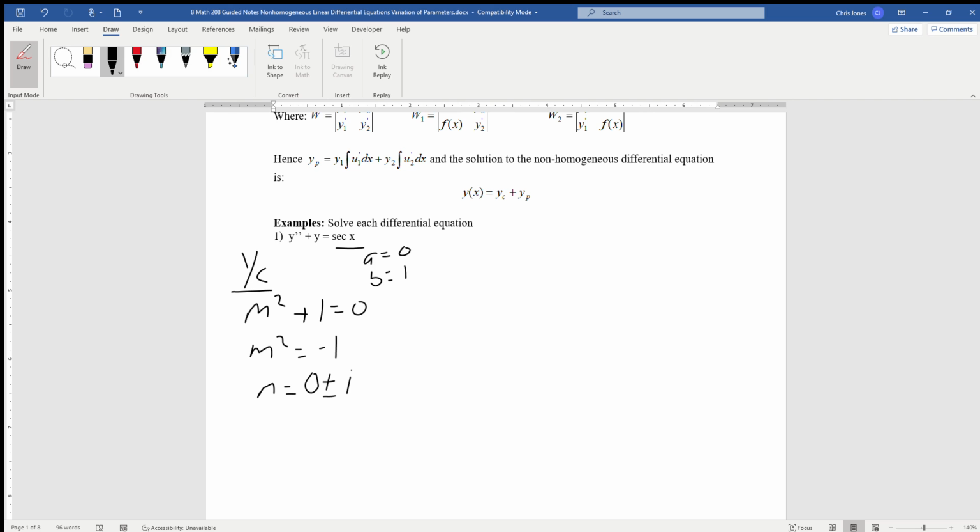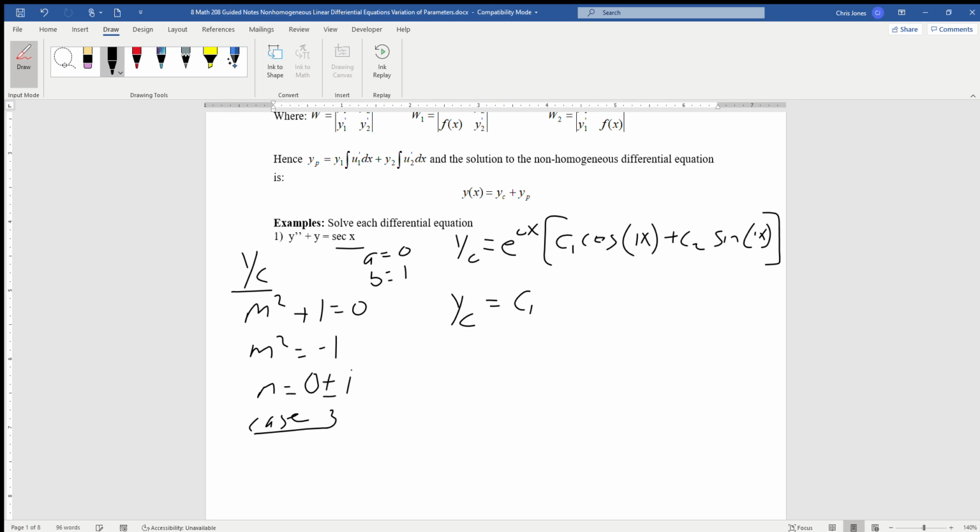And we can get our complementary solution. So yc is going to be equal to, it's a case 3, e to the 0x, c sub 1 cos of 1x plus c sub 2 sine of 1x. Or if we simplify that, yc is going to be equal to c1 cos x plus c2 sine x.